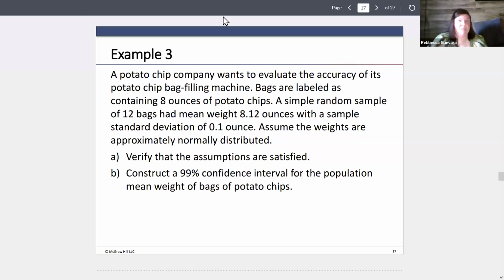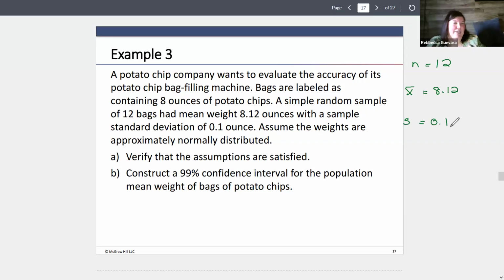All right, so one more example if you need it. A potato chip company wants to evaluate the accuracy of its potato chip bag filling machine. Bags are labeled as containing 8 ounces of chips. A simple random sample of 12 bags finds a mean weight. From the sample, the mean is going to be 8.12 ounces with a sample standard deviation of 0.1 ounces.